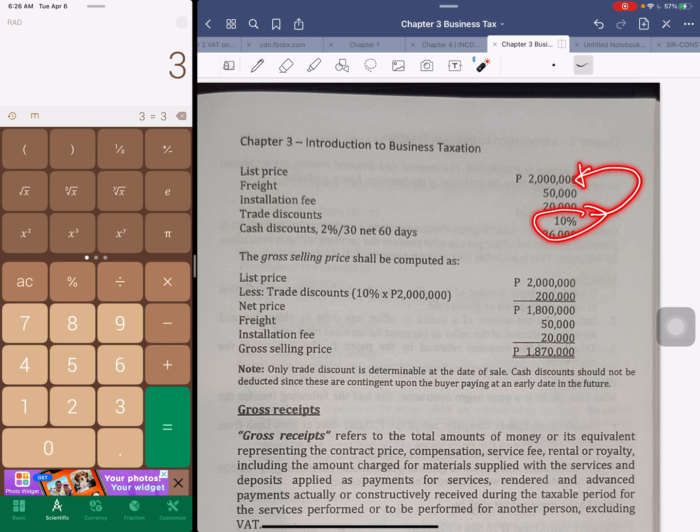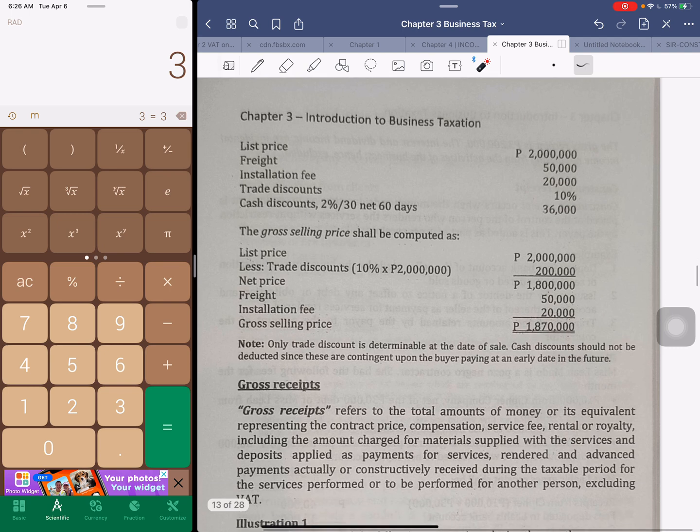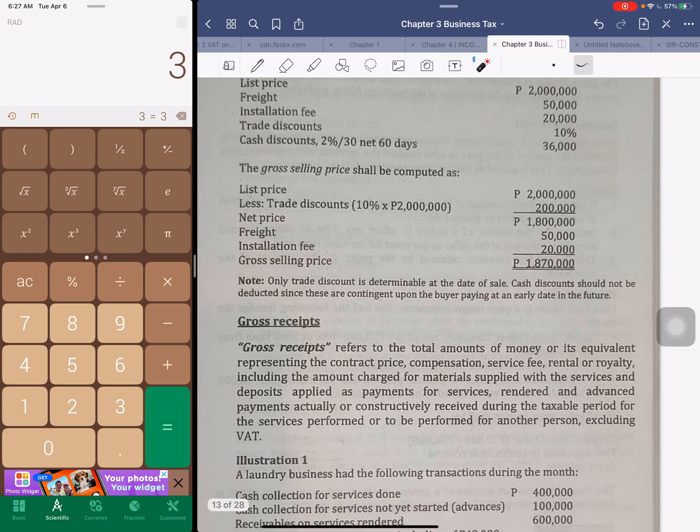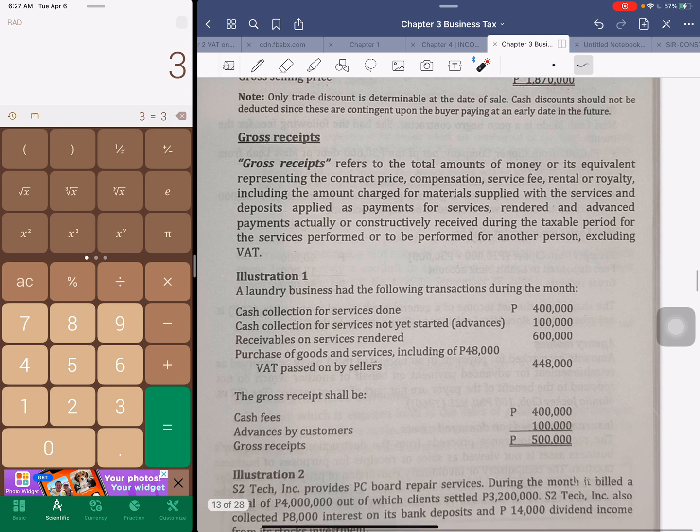So, 2 million times 10%, of course, that is 200,000. So, 1.8 na yon. Add mo yung 50 and 20. Therefore, gross selling price. So, tulad ng sinabi natin kanina, yung cash discounts is not allowed to be deducted in our gross selling price. Okay? So, basic na basic.